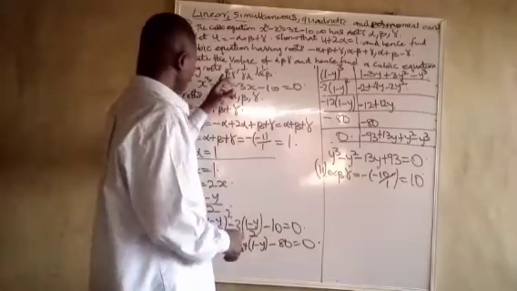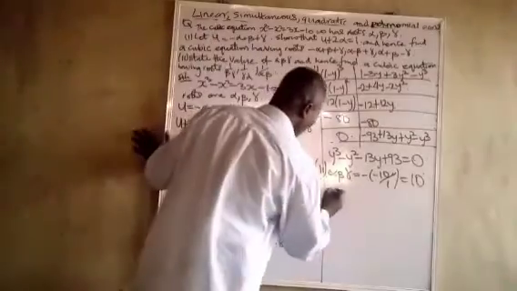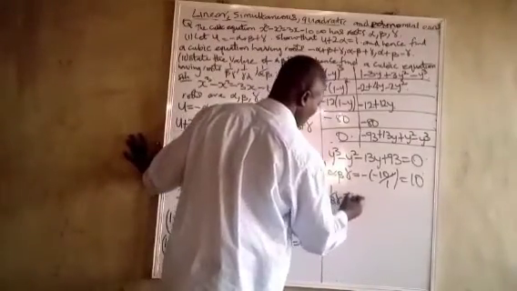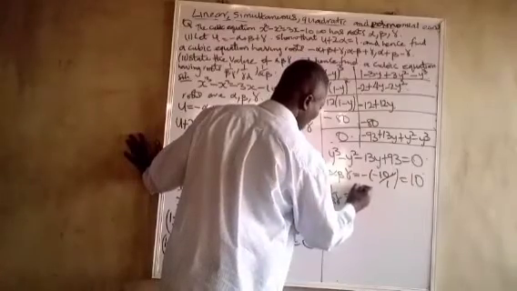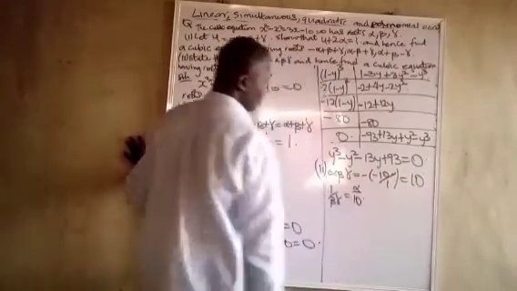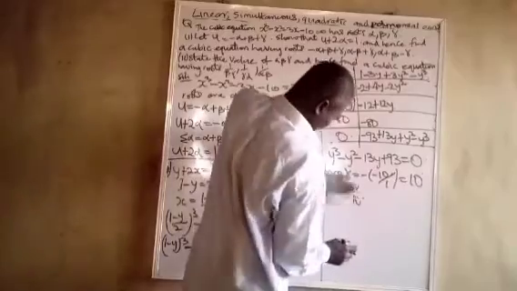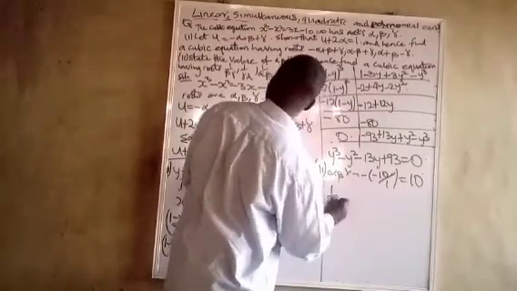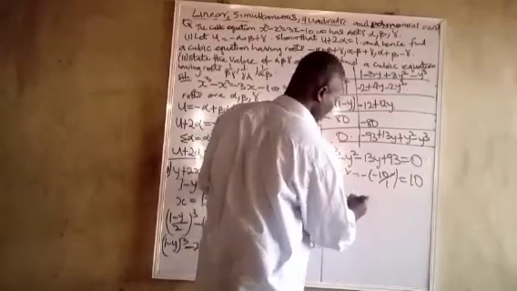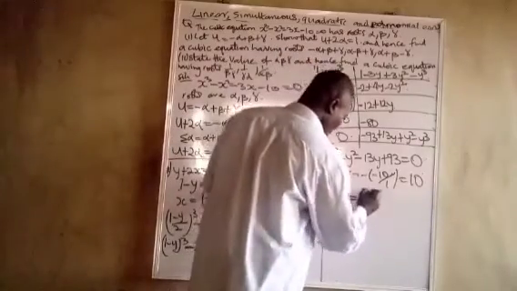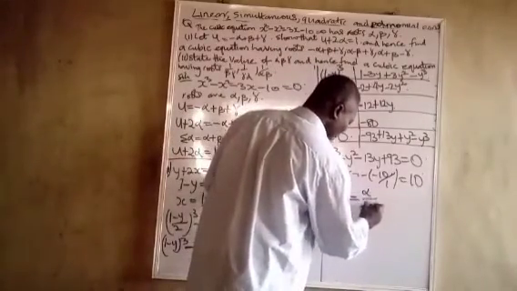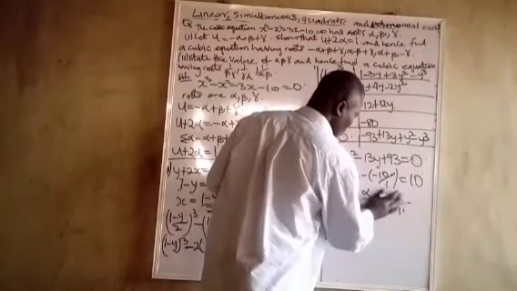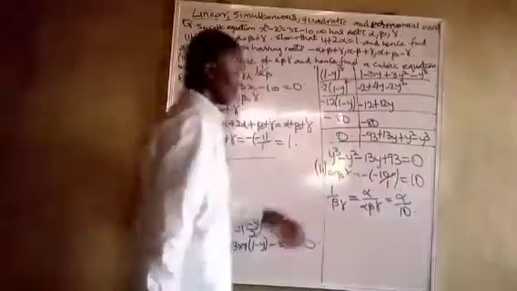So we can see that 1 over beta gamma is equal to alpha over 10. Because 1 over beta gamma will be equal to alpha over alpha beta gamma, which is equal to alpha over 10. So that's what it is.